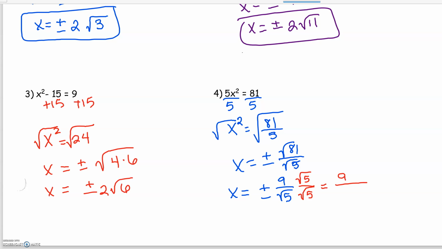So we just put these next to each other, 9 radical 5. And we multiply these, and that gives me the square root of 25, which is 5. No longer a radical on the bottom. And then don't forget your plus minus in front of that.